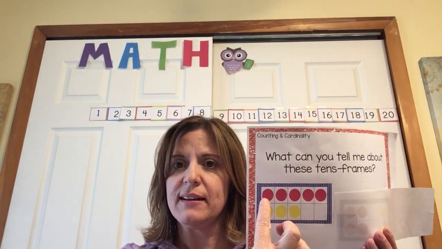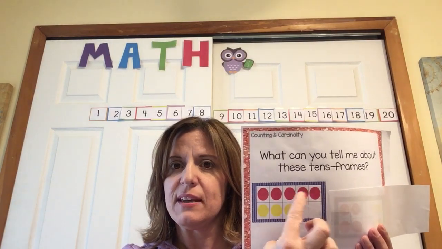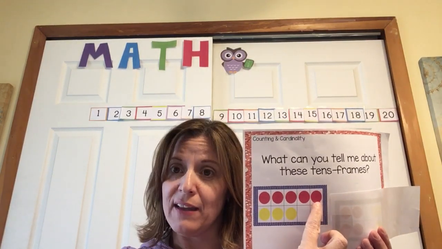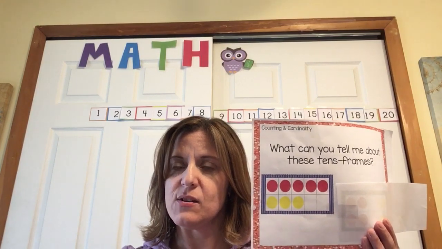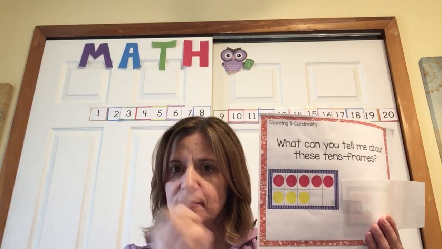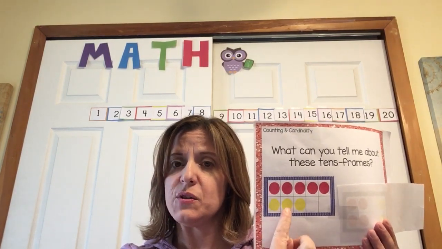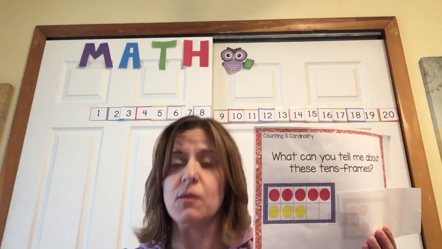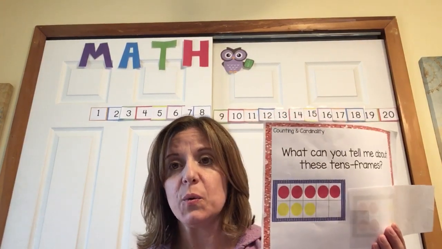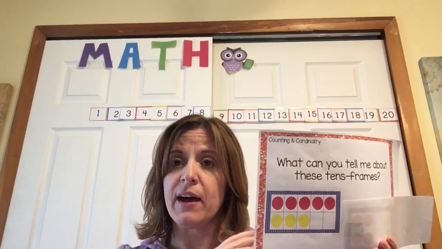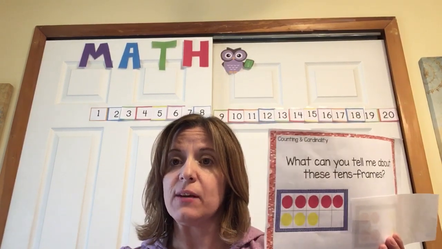So we have 1, 2, 3, 4, 5 red at the top. So you can lock that in. And then 1, 2, 3 yellow at the bottom. So we talked before about adding within 5. Here, you're adding within 10.